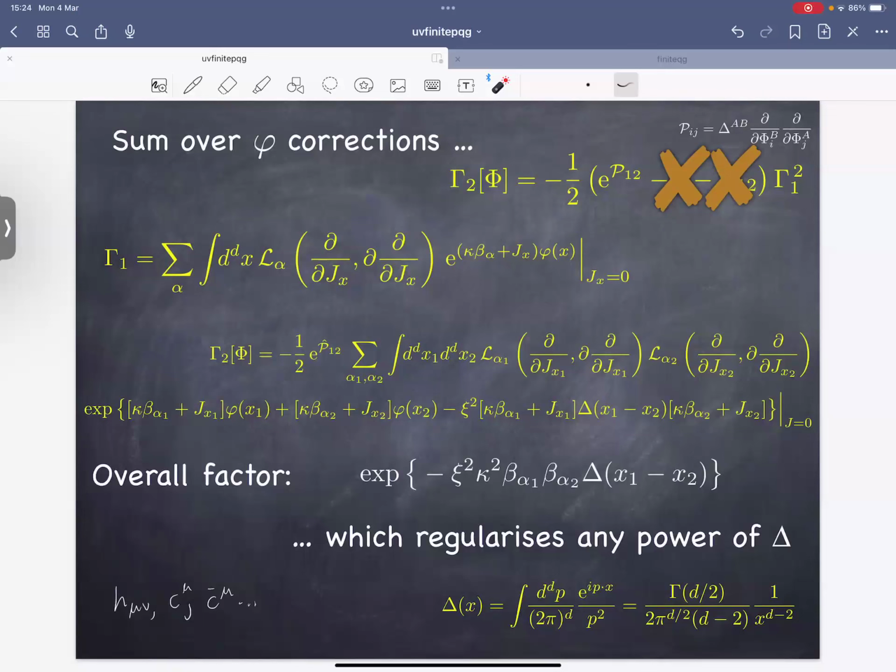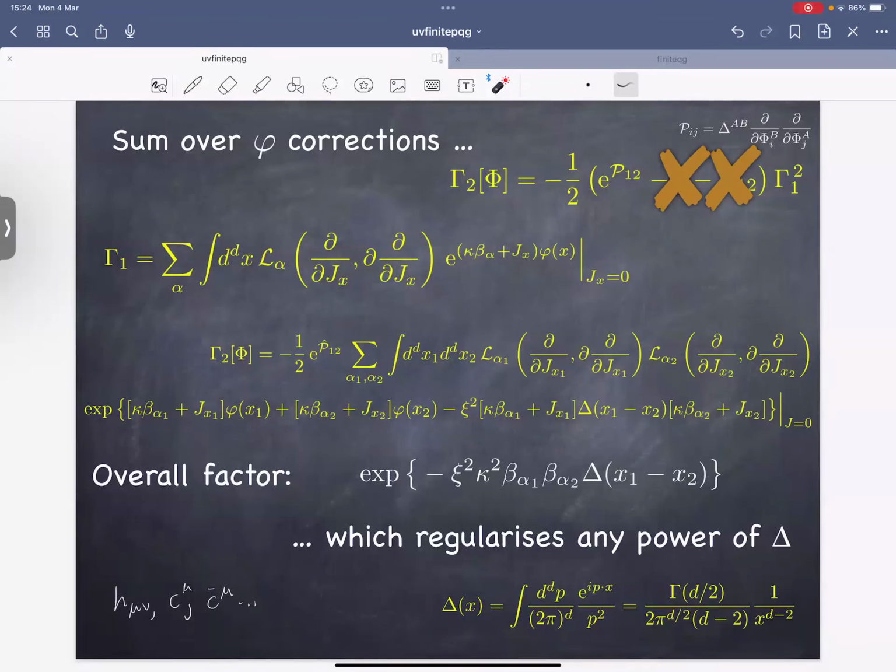Now, the crucial thing is that in here we have e to the minus chi squared, kappa squared, the product of these two positive factors beta, and this propagator delta. And because of this minus sign, it has the following effect. As we bring the positions x1 and x2 close to each other, that's where we get our ultraviolet divergences from. This comes from the fact that the propagator tends to infinity as we bring these two pieces together. But because I've got this overall exponential factor, actually what happens is it now tends to zero exponentially fast.